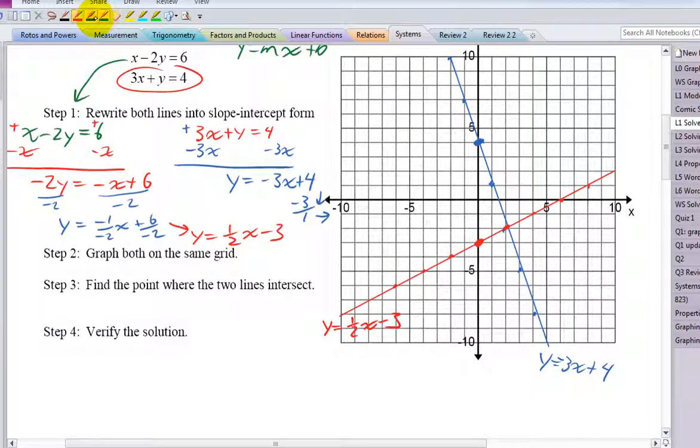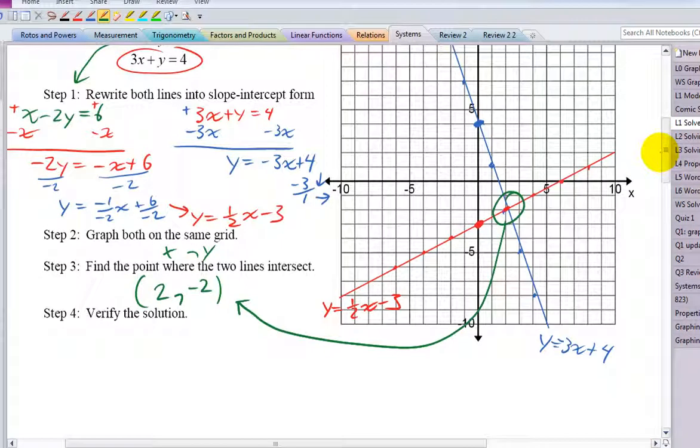Again, graph should look exactly like that. What's the solution to the system? When are those two equations equal to each other? Right here. So that is the solution to the system. What is your x value and what is your y value at that point? X is plus 2, y is negative 2.